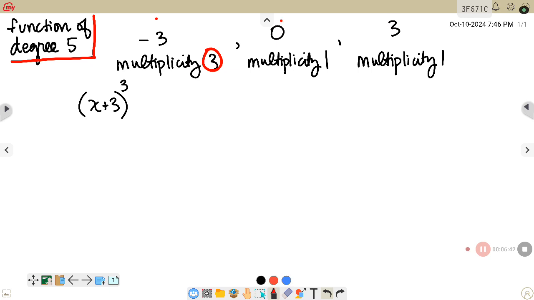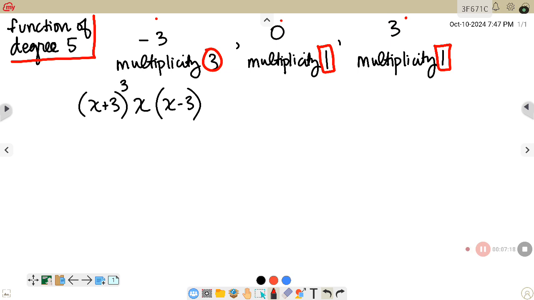Next 0. If 0 is the 0, remember, it just came from x. And since its multiplicity is 1, I don't need to see that exponent because x to the first power is still just x. On to the last one. If 3 is the 0, it came from x minus 3, and its multiplicity was also 1. So again, I don't need to have that exponent. So what does all this say?